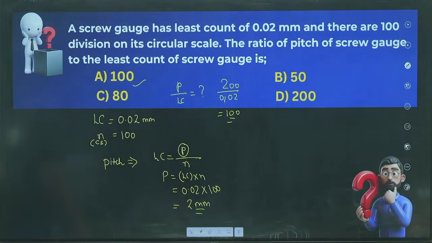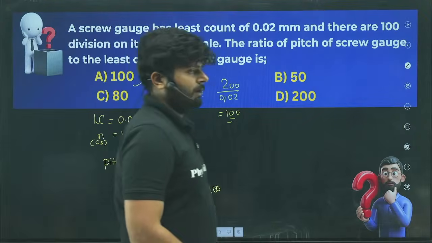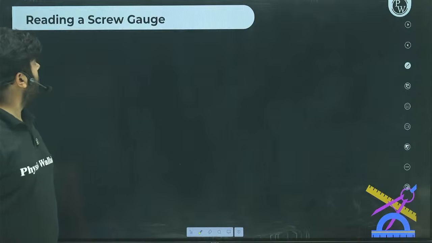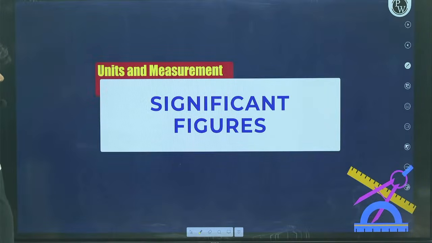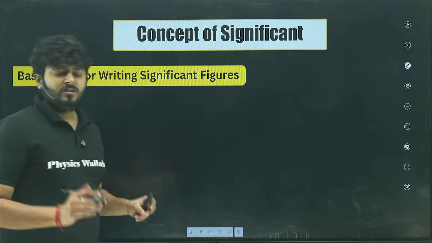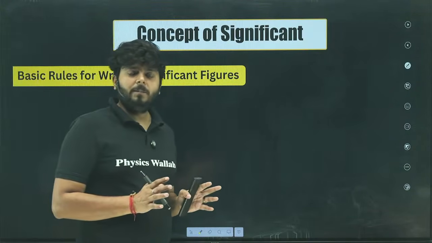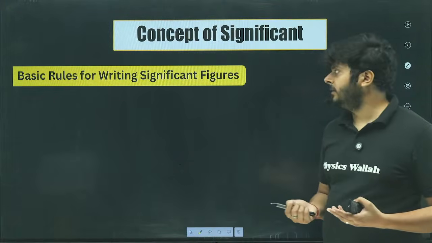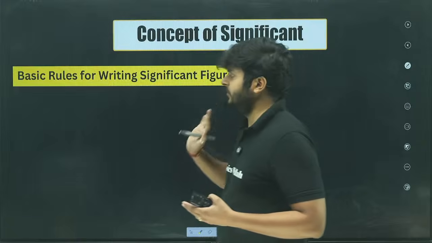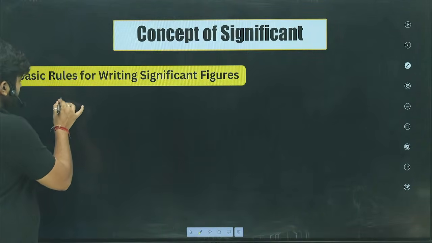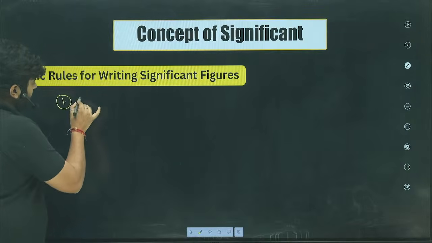I hope the idea is very, very clear. So that's pretty much everything about the screw gauge and the Vernier caliper part, right? And now we can move on and talk about the next part, significant figures. This is the last part of this particular chapter, where we are going to learn about significant figures. The basic rules for writing significant figures are simple. The first thing is the significance of non-zero digits.